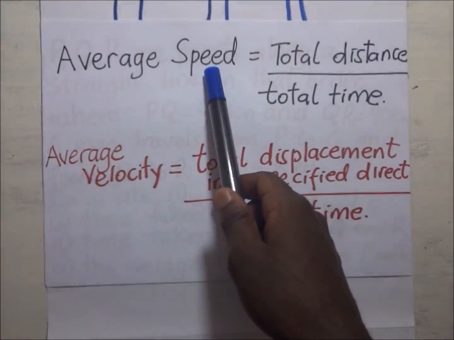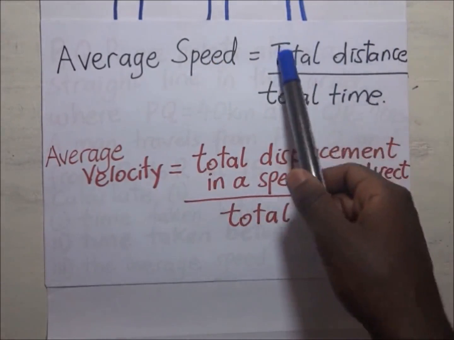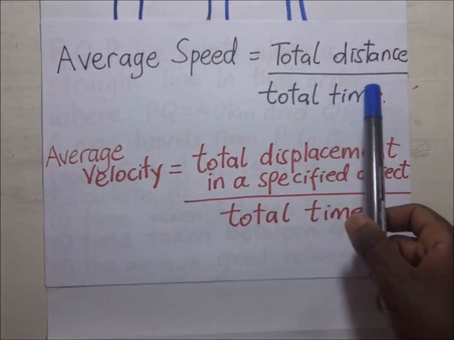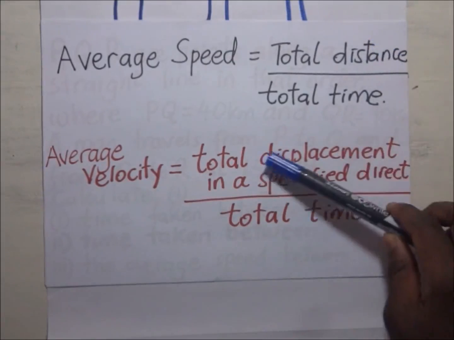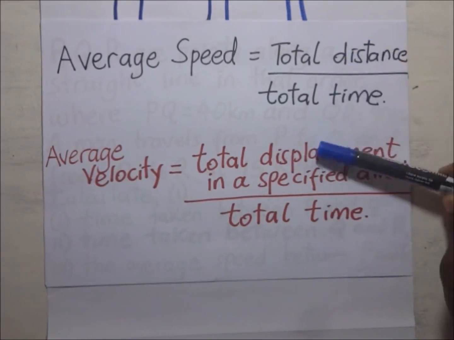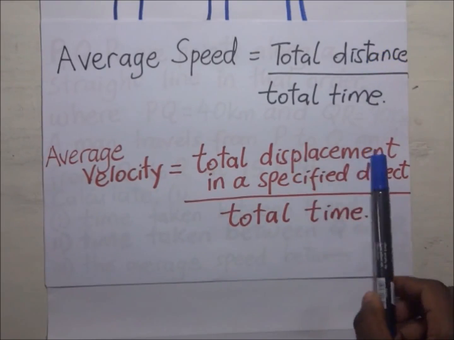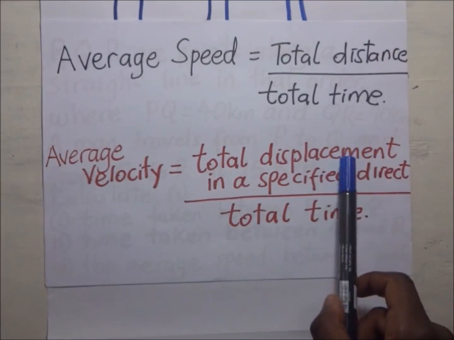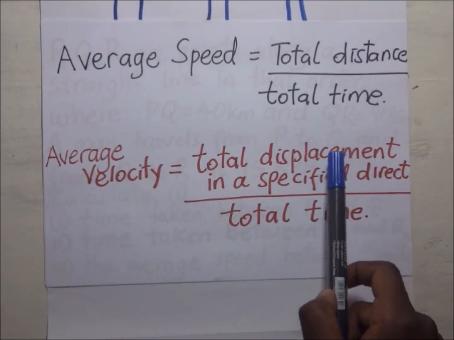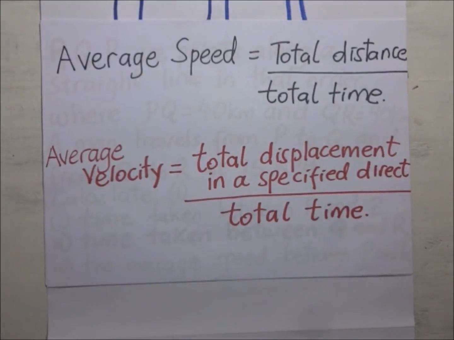Because speed is a scalar quantity, it will be total distance divided by total time. Again, distance and displacement have the same SI units. They can both be measured in meters. But distance, by definition, is simply the space between 2 points, and displacement is the distance between 2 points in a specified direction. Distance is concerned more with the magnitude.